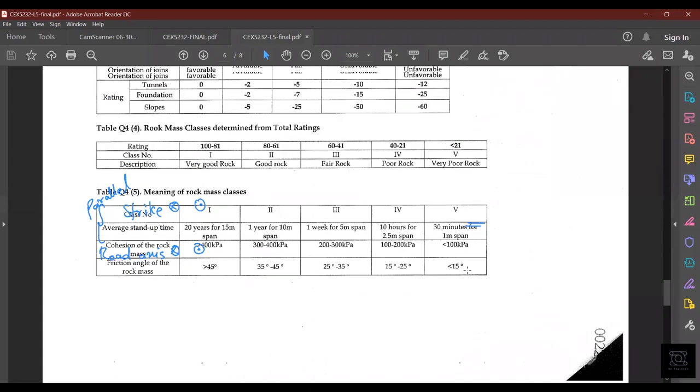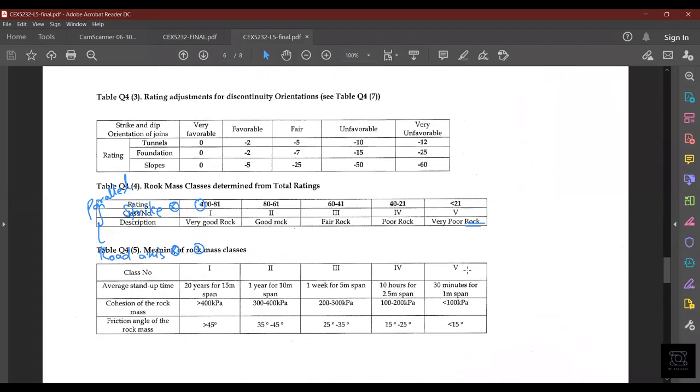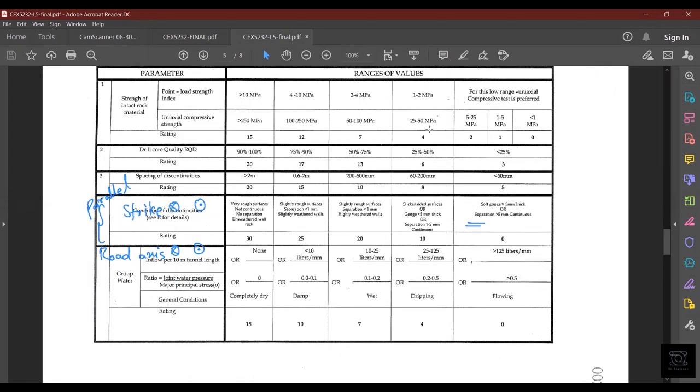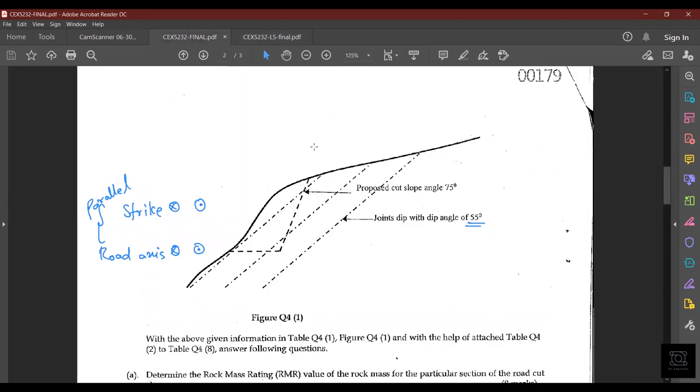If it is very unfavorable, you have to see that this is a road construction which is based on slopes. So if it is a slope, we have to reduce 60. We already had 83. Now if we reduce 60, our adjusted RMR value becomes 23. So the adjusted RMR value is 23, and we have to design for that 23 percent.